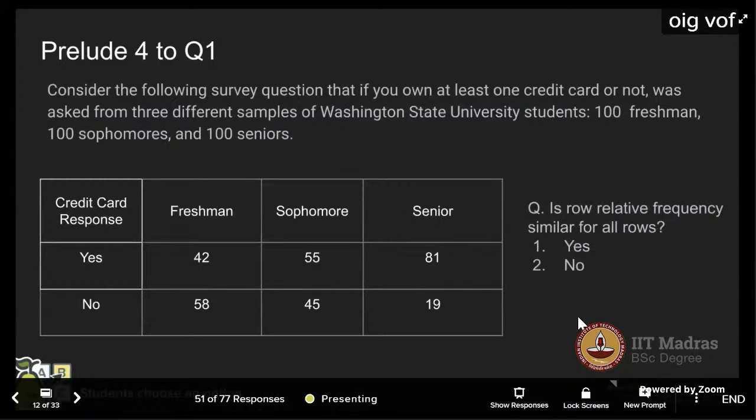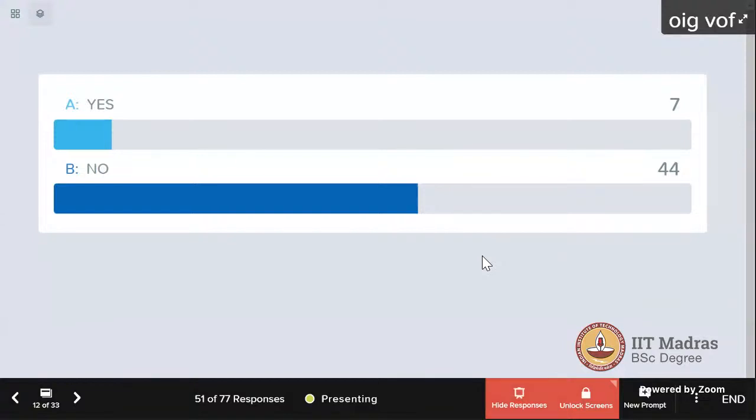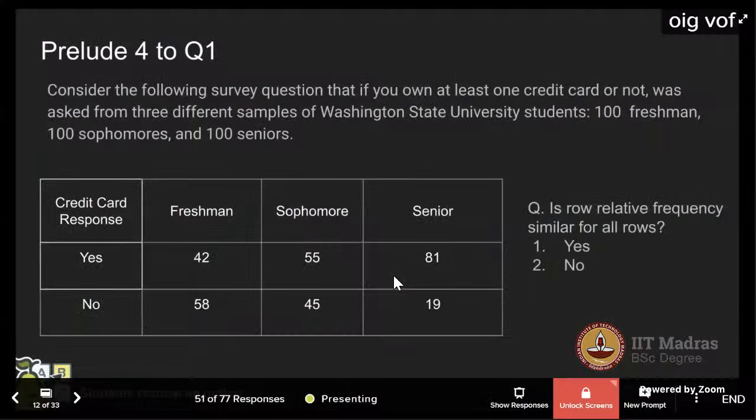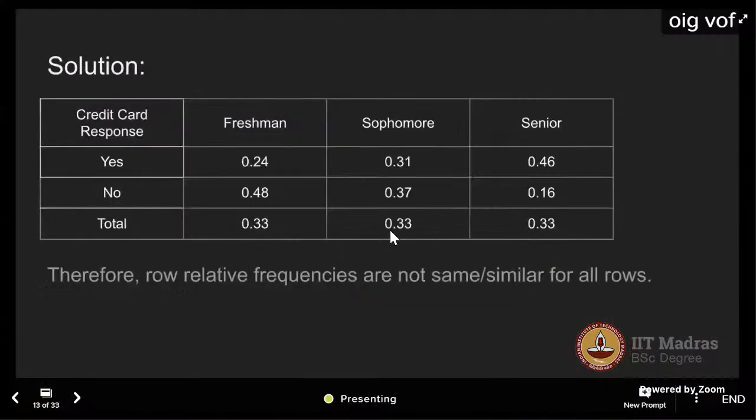Let's move to the next question. Let me see your responses. Okay, 44 people have answered no. Good. So see, I've calculated all this, like for freshman 42 divided by 178 and so on. You can see that these are not the same. The first row is 24, 31, 46, and the second row is 48, 37, 16. So these are not similar in any way.